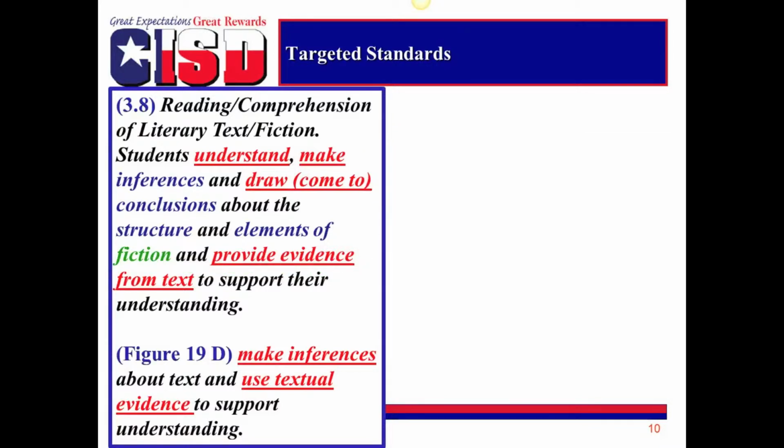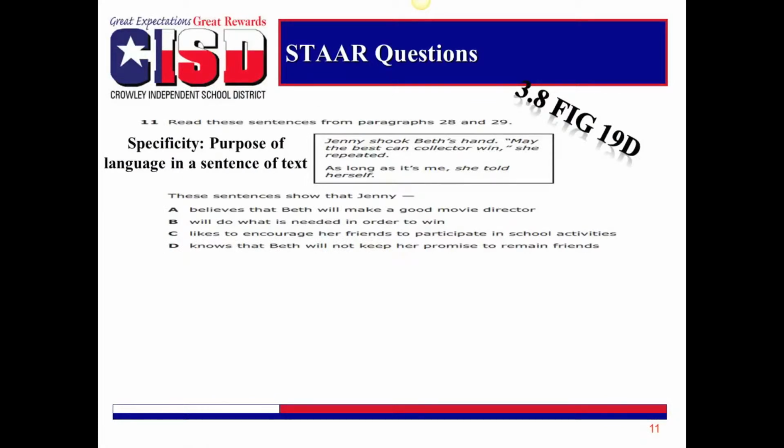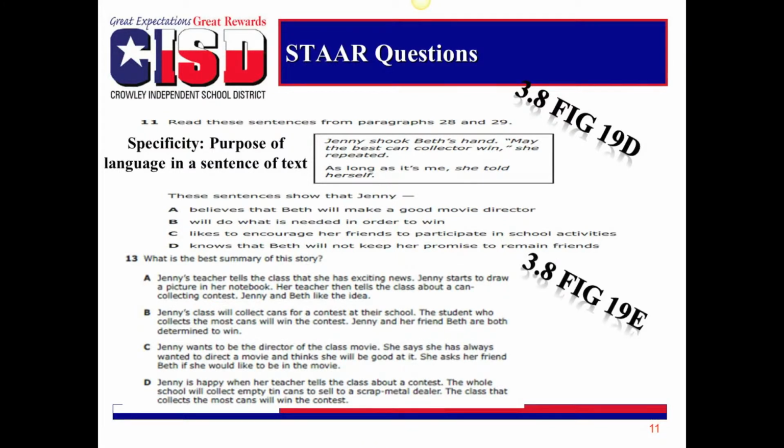So after studying both the knowledge and skill statement and Figure 19D, we're able to formulate a response to our first essential question: what do we want our students to learn? Let's look at a STAR question that was coded 3.8 Figure 19D. We see the specificity on this question was the purpose of language in a sentence of text. We have our summary questions, and summary questions for fiction always follow the structure of fiction.